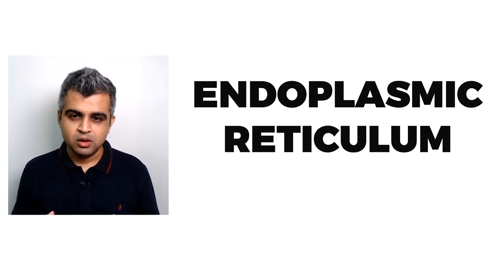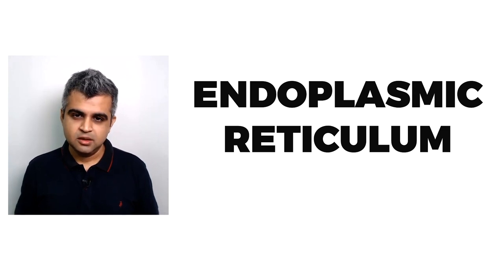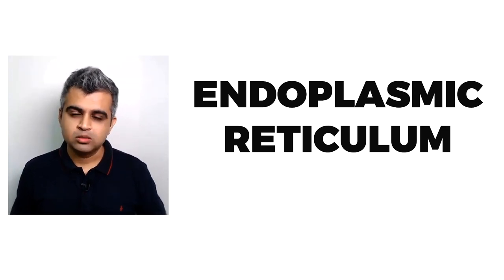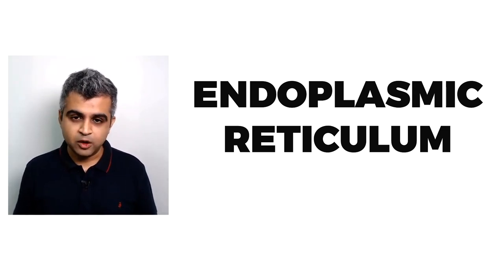Now, even before we start with this, the name itself should tell you what this is. What is the meaning of the word endo? Endo means inside. The word plasmic here comes from cytoplasm, and the word reticulum means network. So some network which is within the cytoplasm will be called as endoplasmic reticulum.